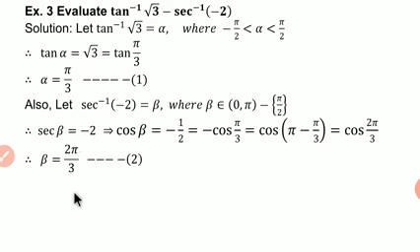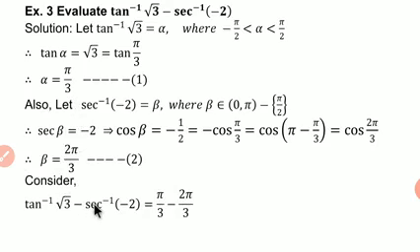Now consider tan inverse root 3 minus sec inverse minus 2. Substitute their corresponding values from relation 1 and 2. It is equal to pi by 3 minus 2 pi by 3. It is equal to minus pi by 3 because here the denominator is the same. So the numerators get subtracted here. Pi minus 2 pi is minus pi. So the value for the given function tan inverse root 3 minus sec inverse minus 2 is minus pi by 3.